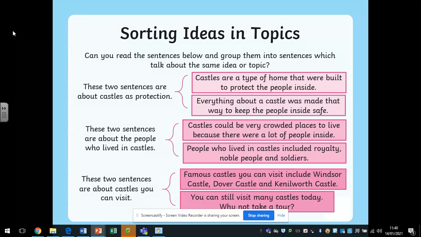Again, all about protection. Castles could be very crowded places to live because there were lots of people inside. People who lived in castles included royalty, noble people, and soldiers. Famous castles you can visit include Windsor Castle, Dover Castle, and Kenilworth Castle. You can still visit many castles today. Why not take a tour? It's all about where you can visit. They are linked to each other.